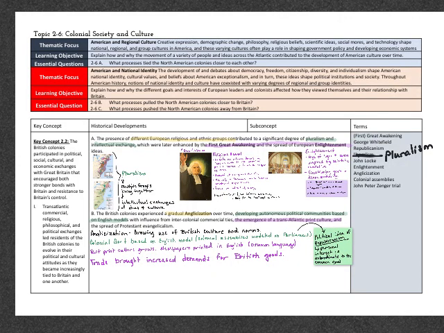All right, so this is going to be our last topic, and this is topic 2.6, colonial society and culture. I did make one change to your vocab. I took out liberalism and added pluralism.